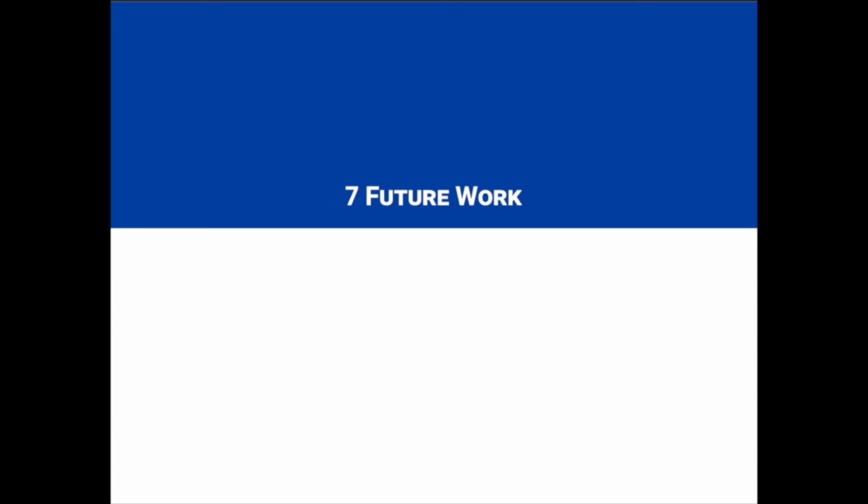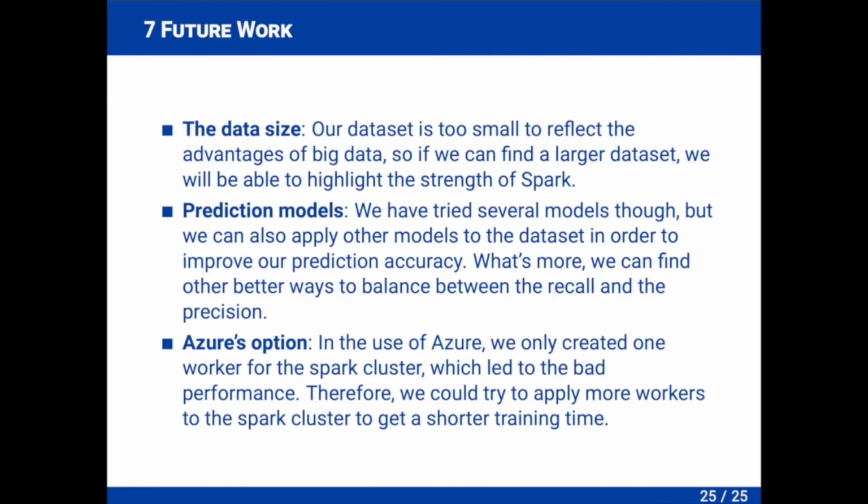Future work. Throughout the project, we analyzed the dataset from various aspects and accomplished the prediction work. In spite of our best efforts, we have several available optimizations. As future work, we would like to do the following tasks. The data size. Our dataset is too small to reflect the advantages of big data. So if we can find a larger dataset, we will be able to highlight the strength of Spark.